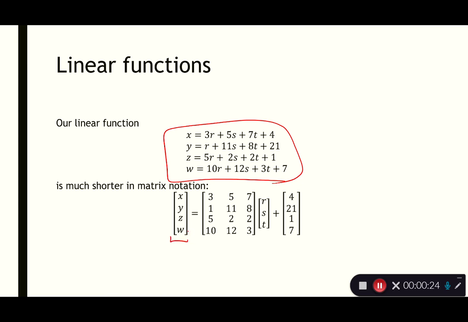Write a column vector that has all of our output variables. We write a column vector that has all of our input variables, and we just put this matrix of coefficients and this column vector of constants, and we just write it in a multiplication form like this. And that's much more concise. There's much less redundant information inside it, and that's the big thing that matrix multiplication buys for us.